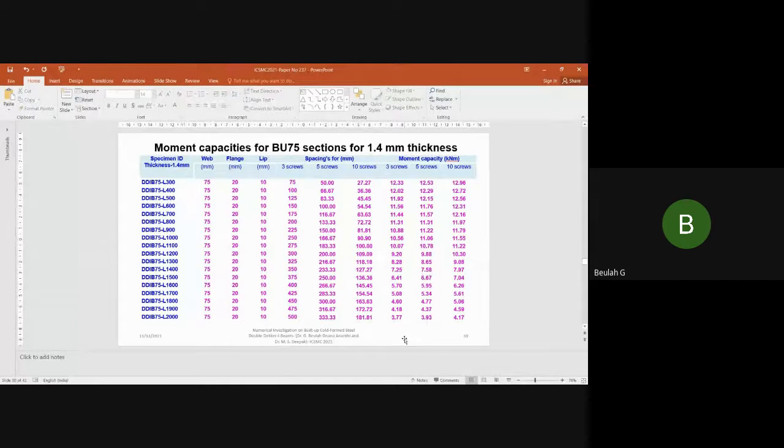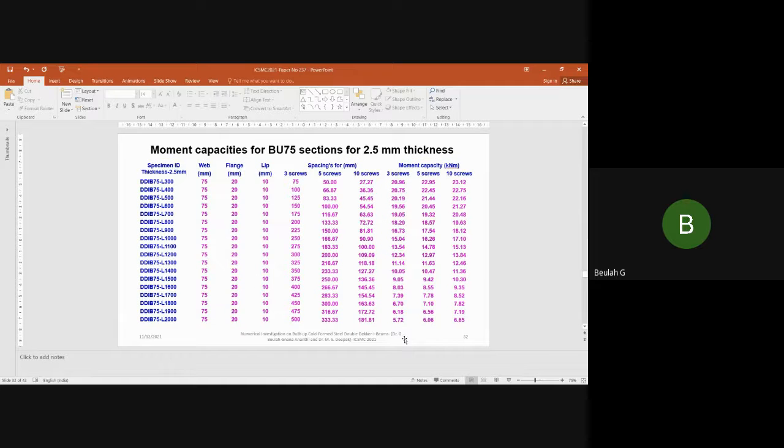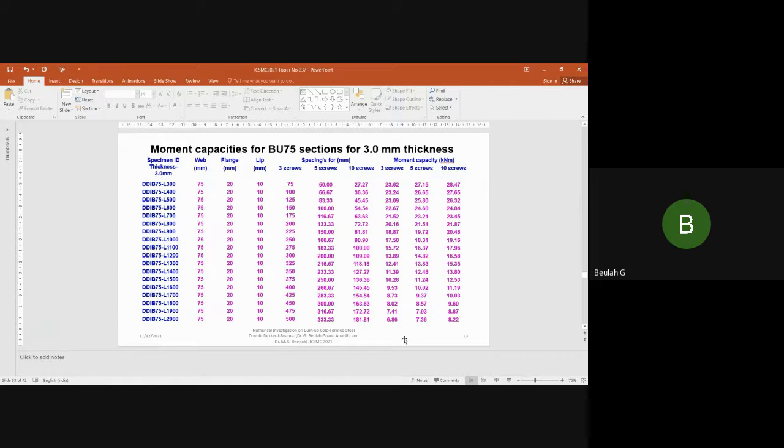So here for all the thicknesses lesser than 1.4, for the slender span sections, the 10 number of screws need not be taken into consideration, whereas the 5 number of screws itself is sufficient to carry sufficient amount of flexural capacities. So this is the 2 mm thickness, 2.5 mm thickness, and 3 mm thickness.